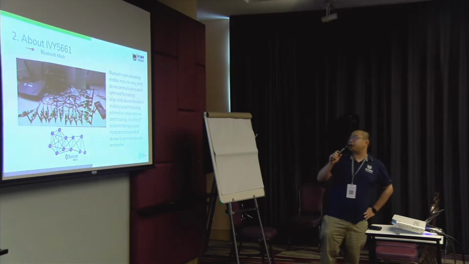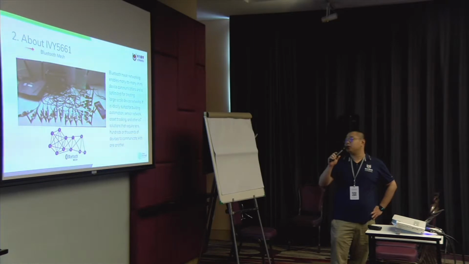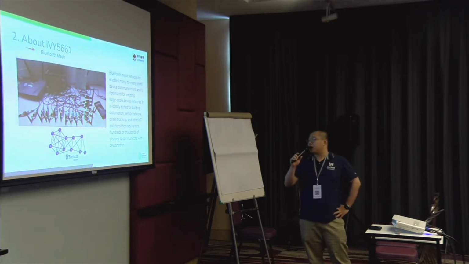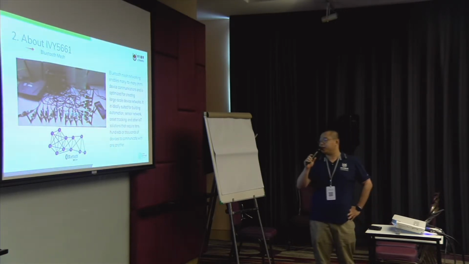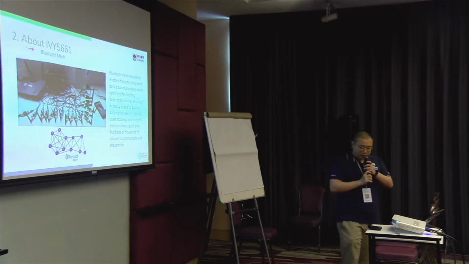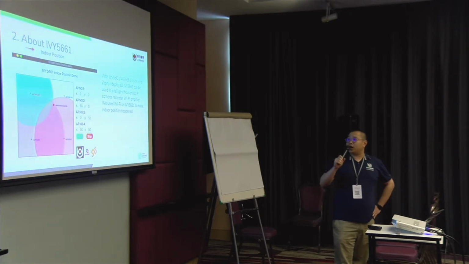The Bluetooth mesh. Bluetooth mesh networking enables many-to-many device communications, and it is optimized for creating large-scale device networks. It is ideally suited for building automation, sensor networks, asset tracking, and other IoT solutions that require tens, hundreds, or thousands of devices to communicate with one another. And we are now using it as the solution of indoor predation.